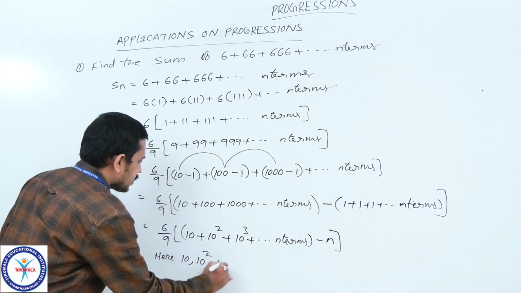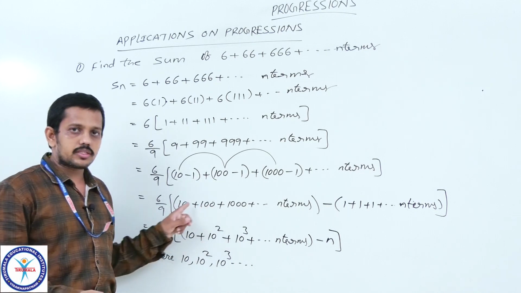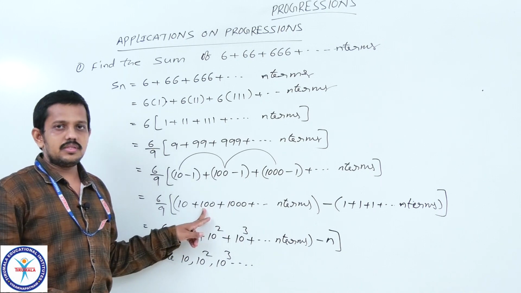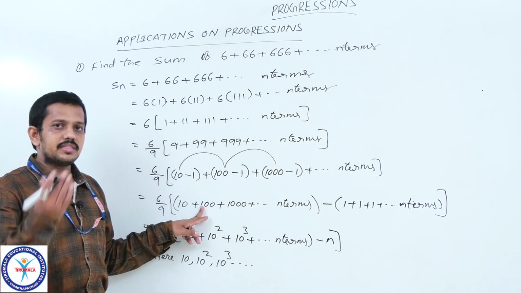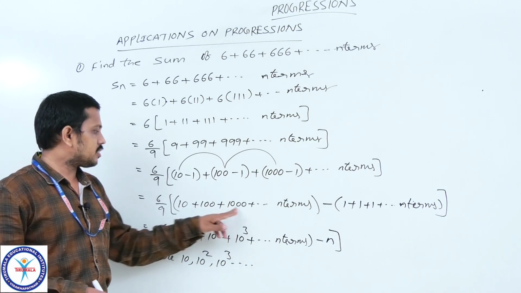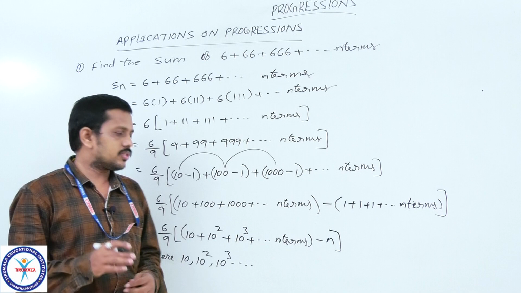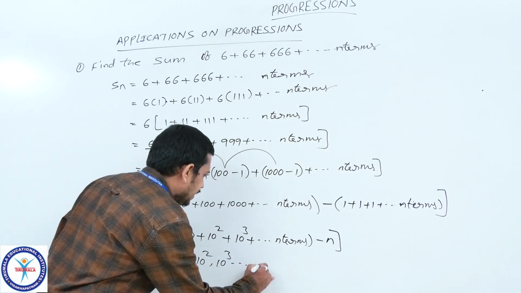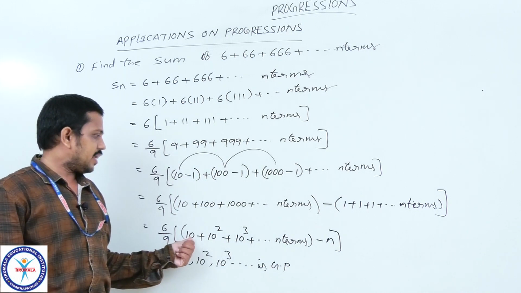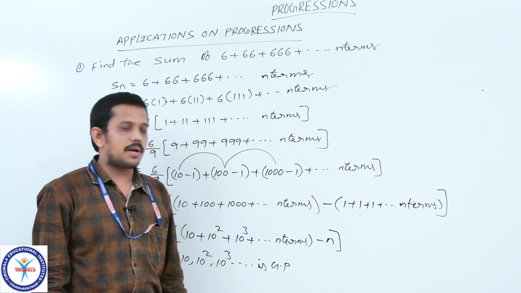Here we have 10, 10 square, 10 cube and so on. If we take the difference between any two consecutive terms, 100 minus 10 is 90 and 1000 minus 100 is 900, which is not the same. Now we check for the ratio: 100 by 10 is 10, 1000 by 100 is 10. The ratio between any two consecutive terms is a constant, fixed number 10. Therefore this series is in geometric progression.